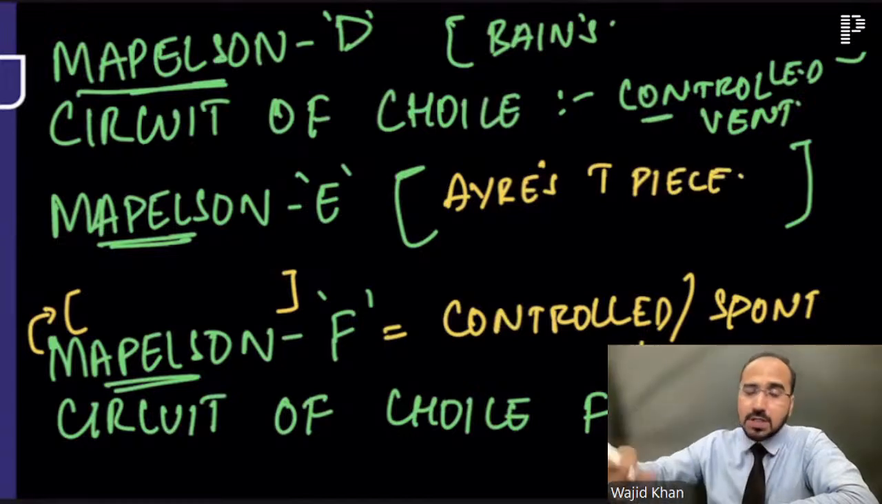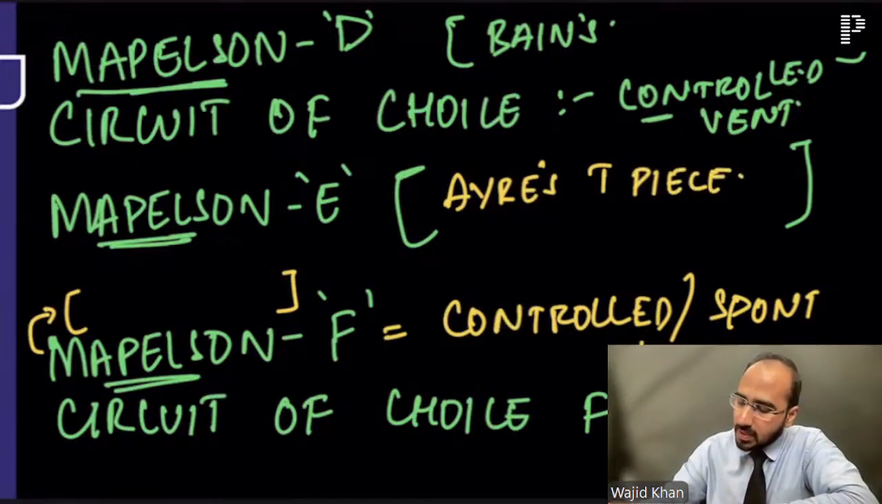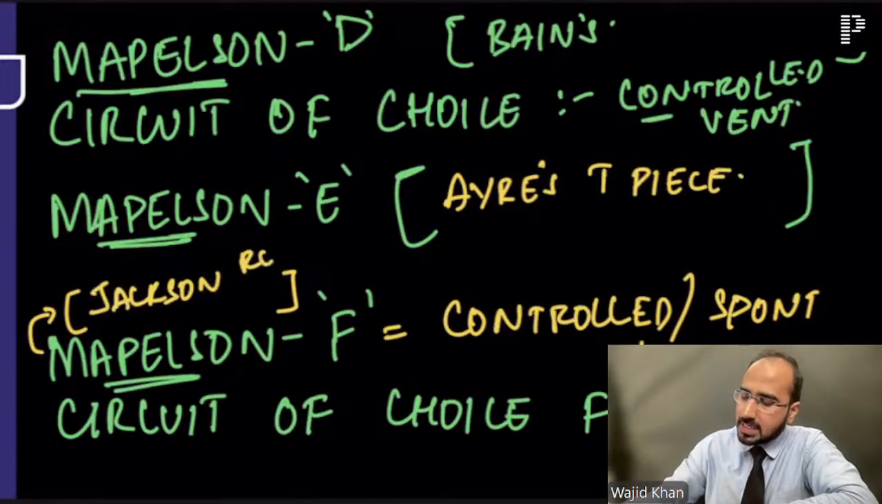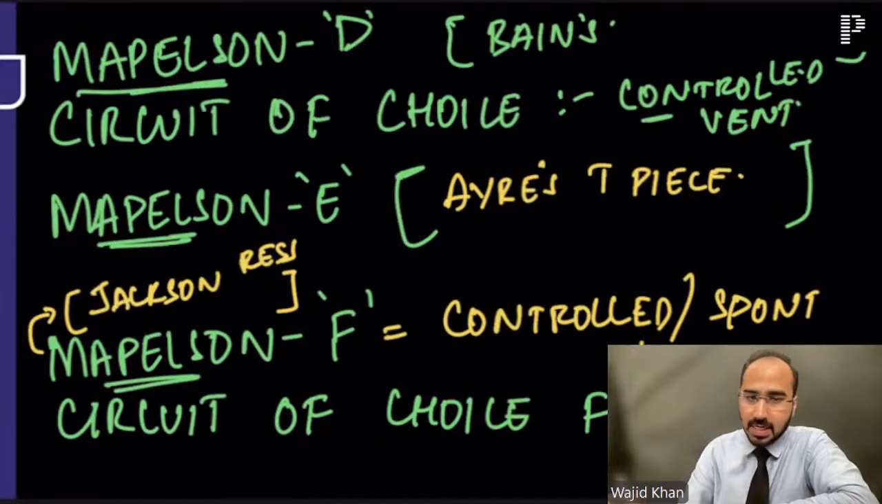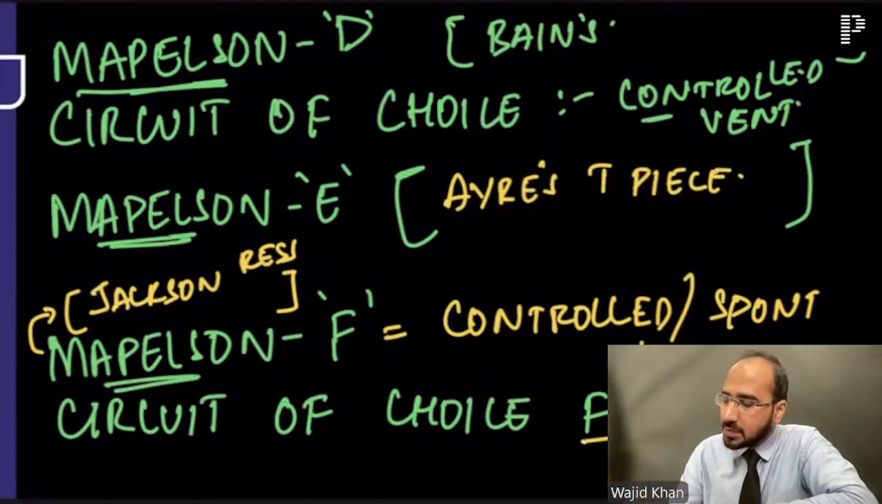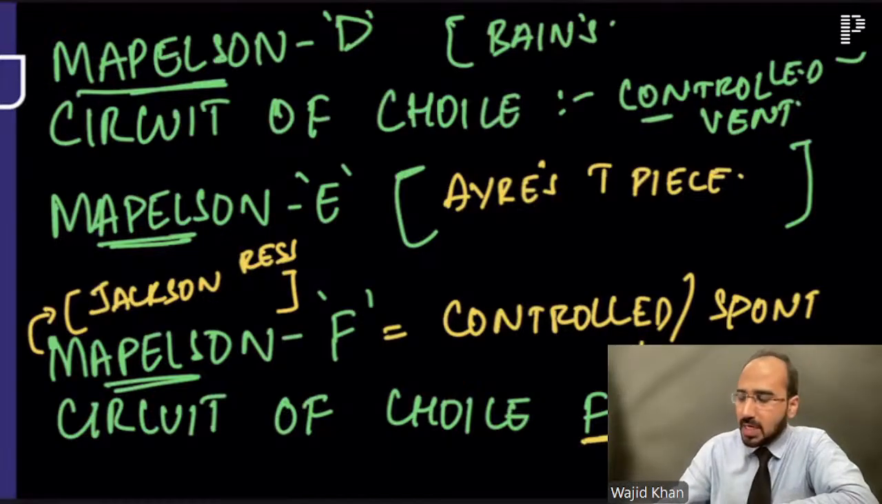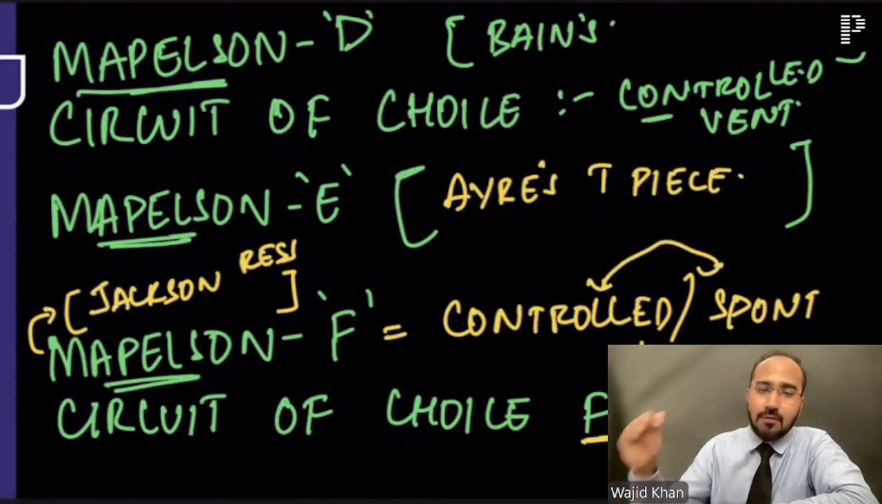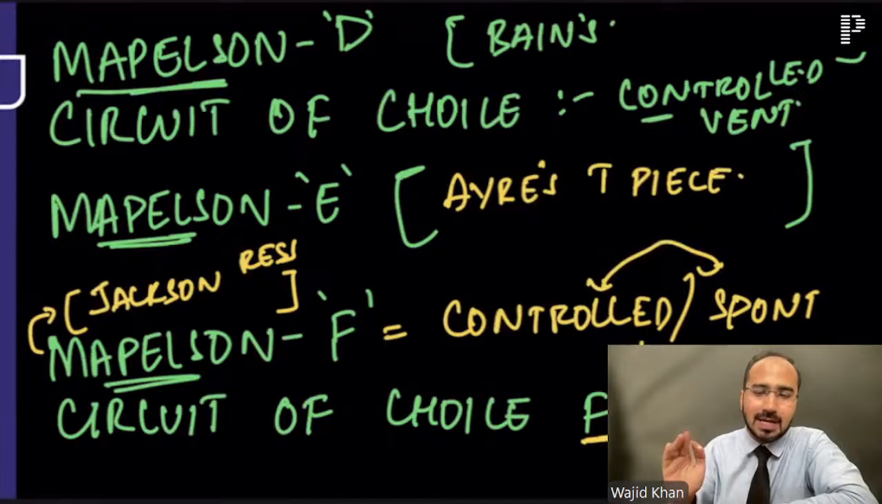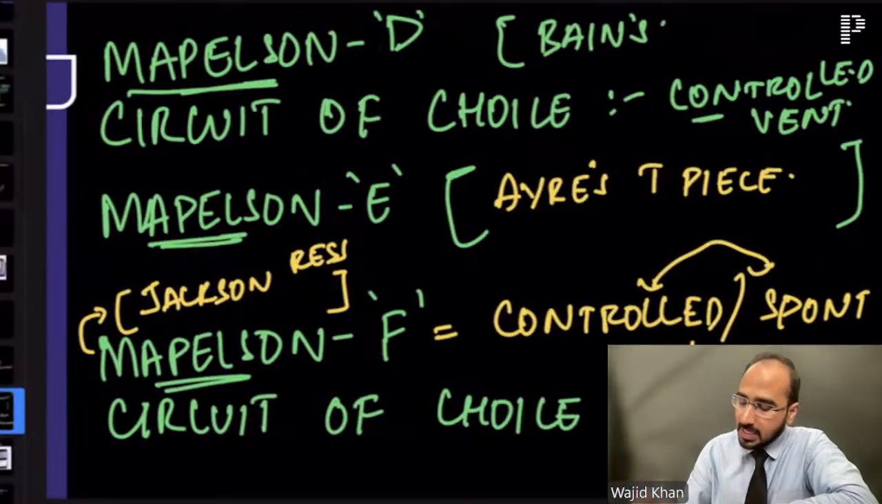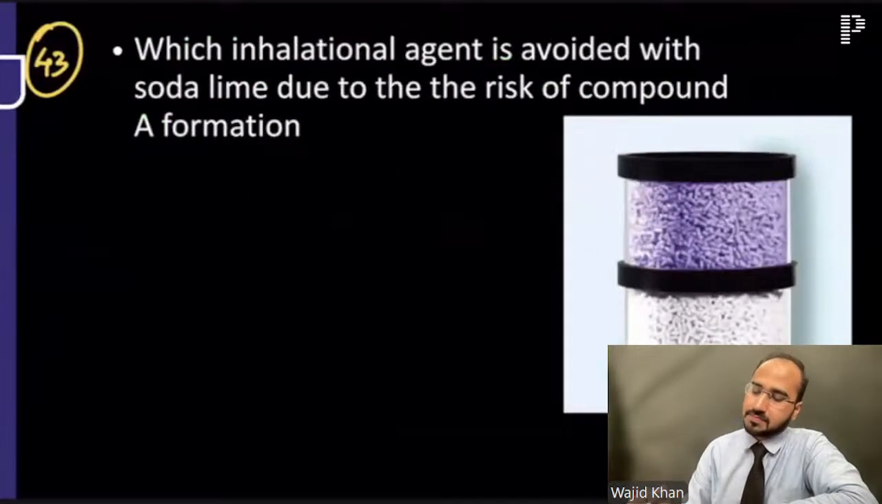Then this circuit was modified by two guys whose names were Jackson and Rees. They added a bag to Mapleson E and it became the Mapleson F circuit. The Mapleson F circuit is the circuit of choice for pediatric cases, for control as well as spontaneous ventilation. Whereas SACD is for the adults, guys. SA meaning spontaneous A circuit, and for control, it is the D circuit.